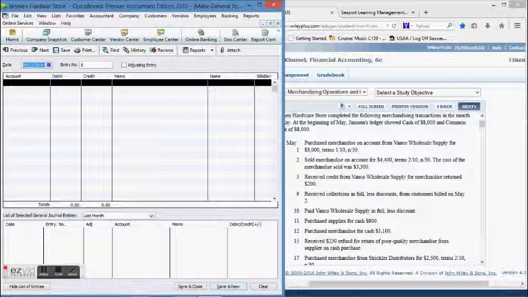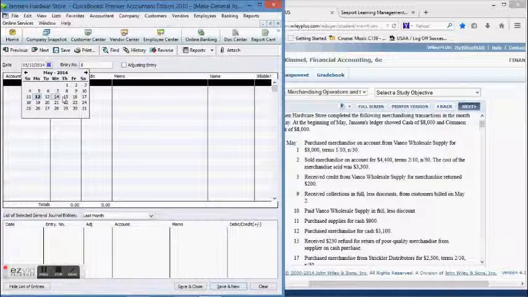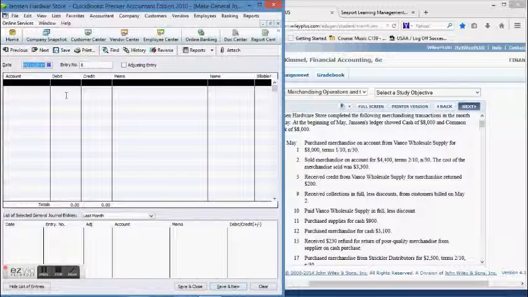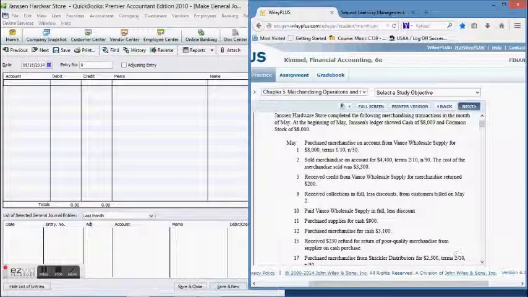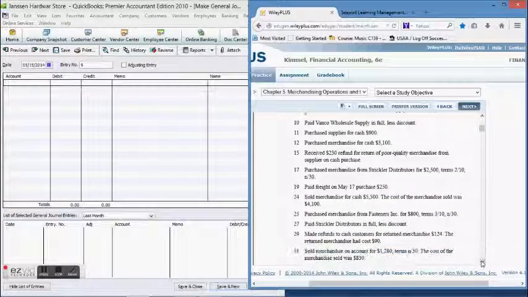May 12th, taken care of, easy. May 15th. Refunding some poor merch. Pretty easy. $230 refund. Get our cash back, but it credits the inventory. And put in the memo, return of poor quality merchandise. I use merch for short. Shorthand makes everything go a little faster. And scrolling down.